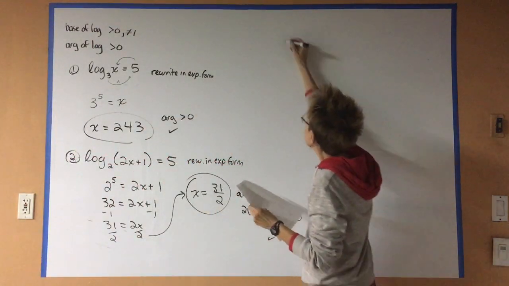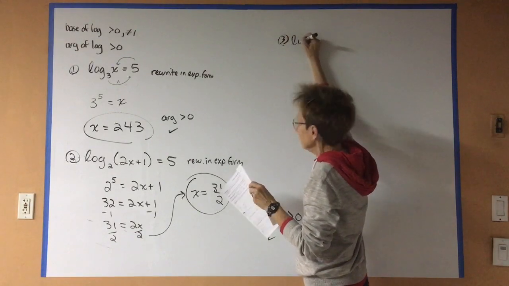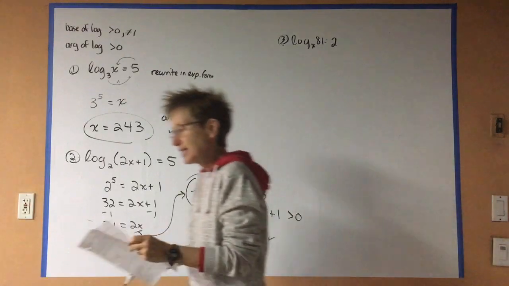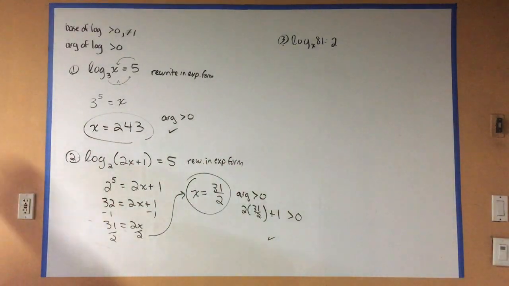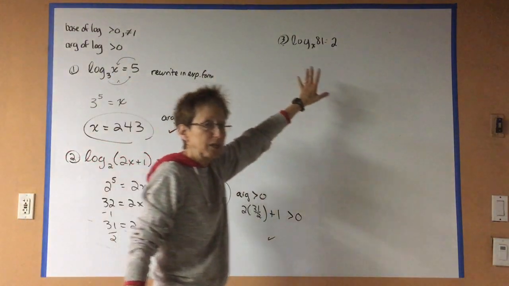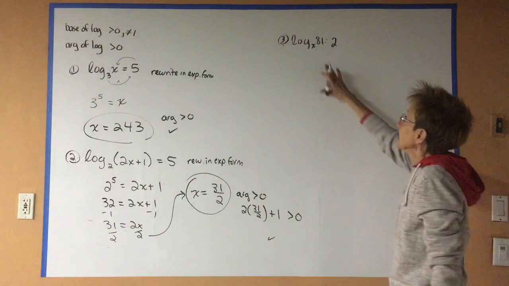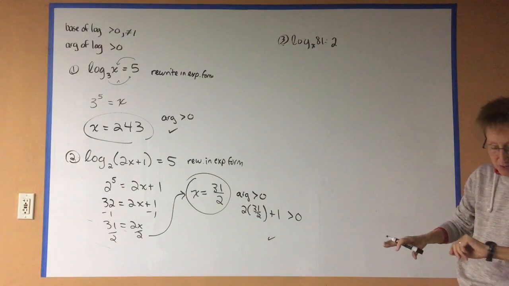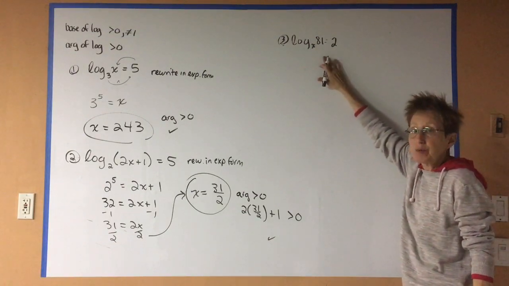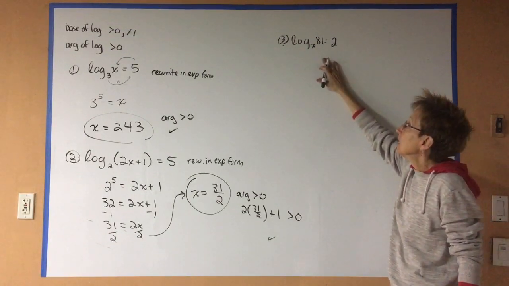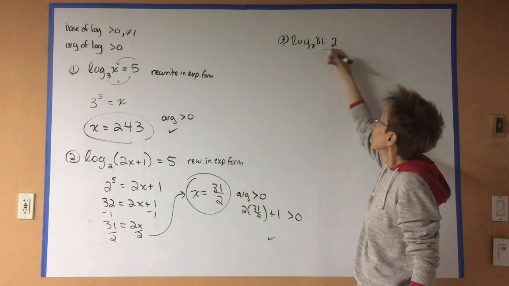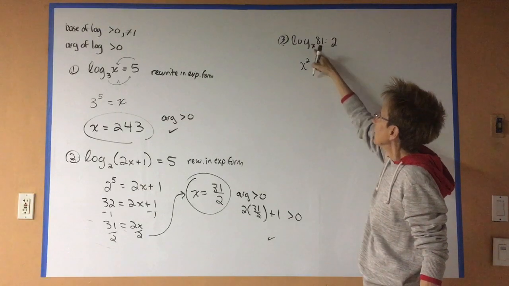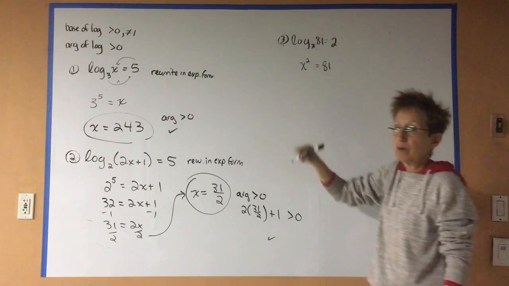Let's see, number 3. So I've got log base x of 81 equals 2. They're asking me to solve that. That's a log equation. Single log equal to a term over there on the other side that doesn't have a log in it. So I'm going to try and rewrite it in exponential form. So I'm going to write x to the power of 2 is equal to 81. X to the power of 2 equals 81.